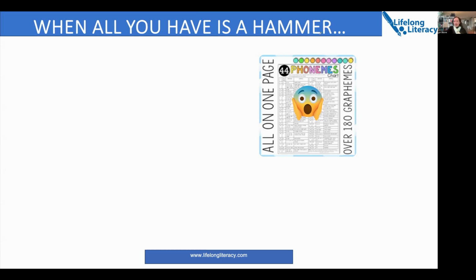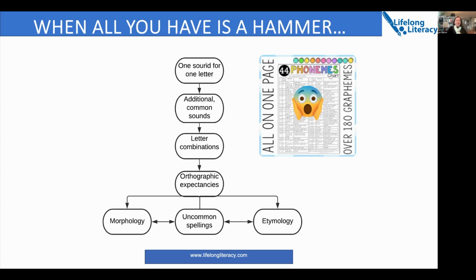If all you have is a hammer, and that's a hammer approach, this is the orthography here. This is English orthography here. It's got letters and sounds, letter combinations, spelling rules or orthographic expectancies, morphology, uncommon spellings, and etymology. If you're only teaching this part and you stop at letter combinations, which is basically this, if all you have is a hammer, then everything looks like a nail.